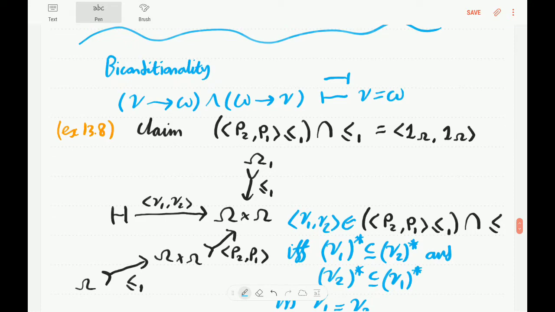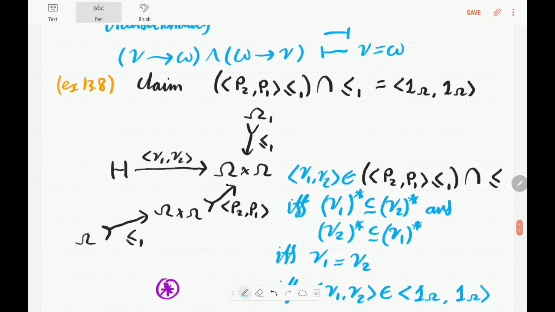This one is called bidirectionality, and it says that this term is true if and only if this term is true. This term on the left is V implies W and W implies V, and that's the case if and only if V is equal to W.